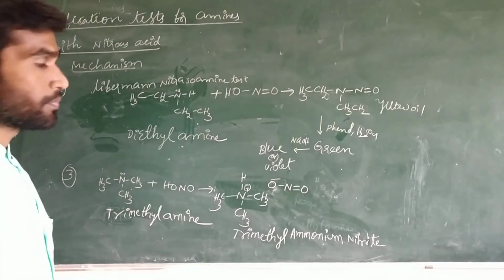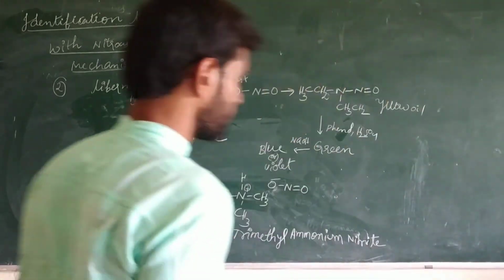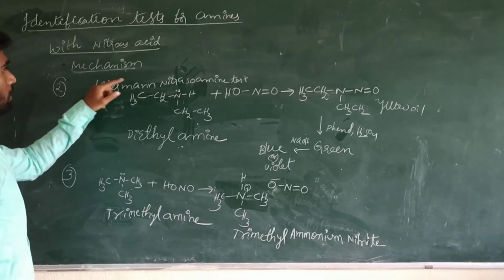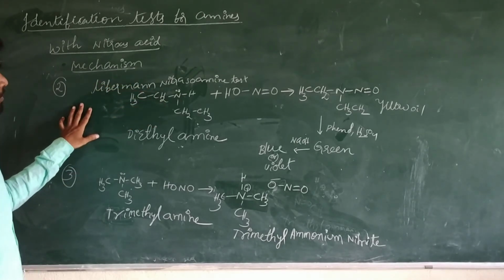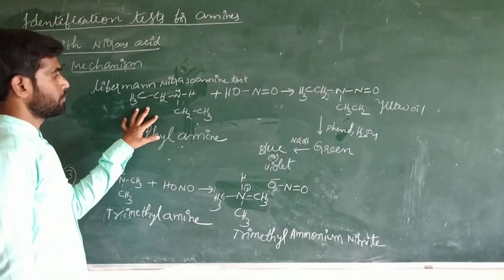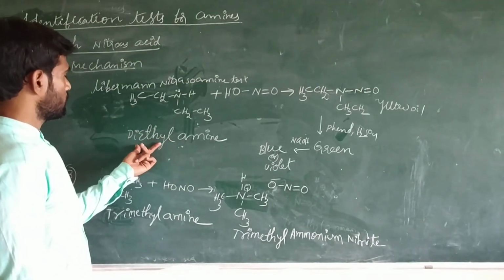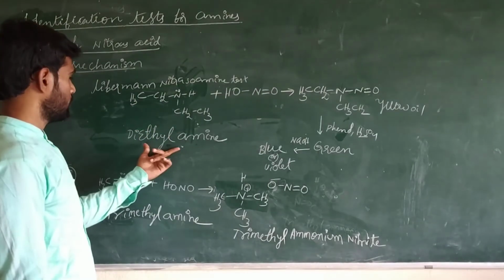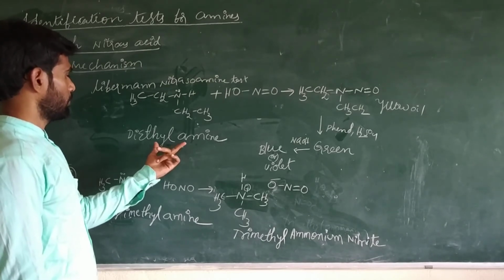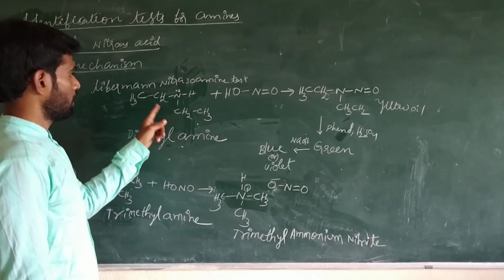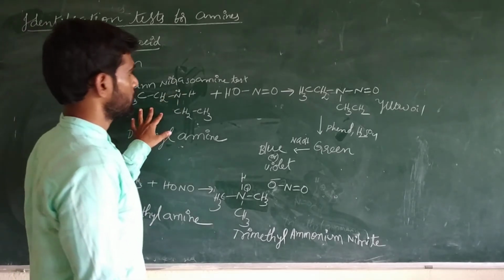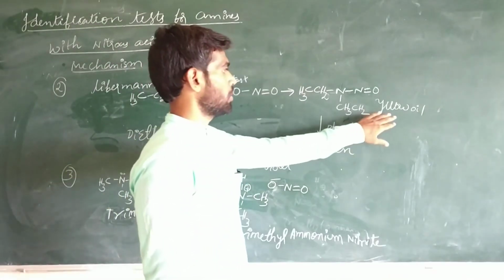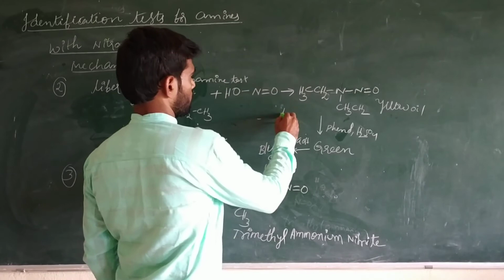The mechanism in this is the nitrous acid reaction with the primary amine, and now it is a secondary amine. In this, the molecule is diethyl amine. There we took propylamine, here it is diethyl amine. This is the ethyl group. When diethyl amine reacts with nitrous acid, we produce a yellow oily nitroso compound.